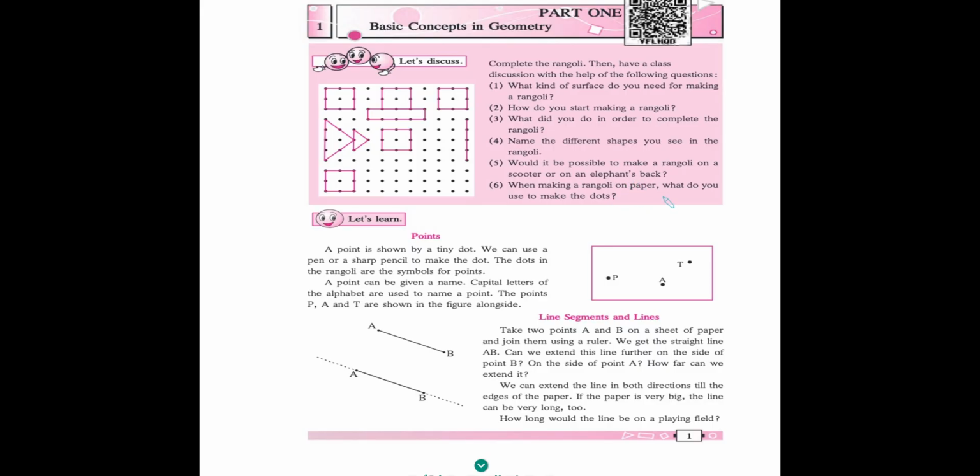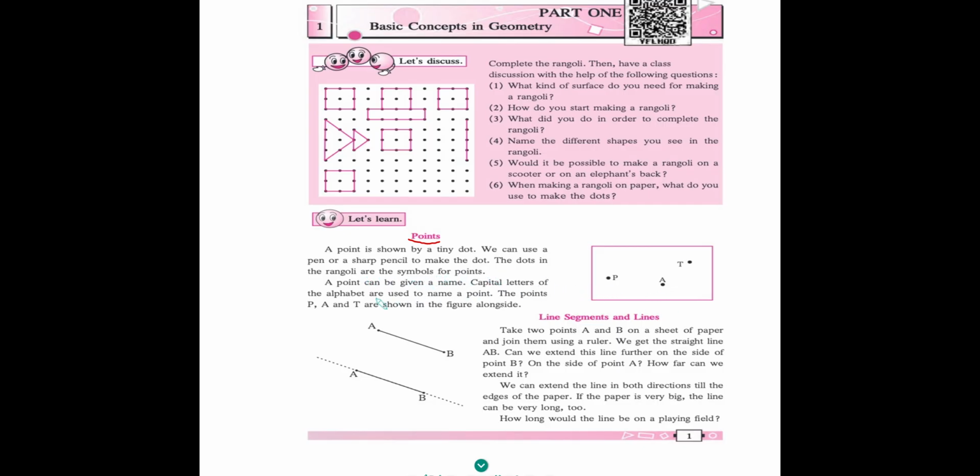When making a Rangoli on paper, what do you use to make the dots? So on the paper, we can make the dot with a pen or marker, anything that we are going to use. A point is shown by a tiny dot. What is meant by a point? We use a pen or a sharp pencil to make the dot, right? So the dots in the Rangoli are the symbols for the points.